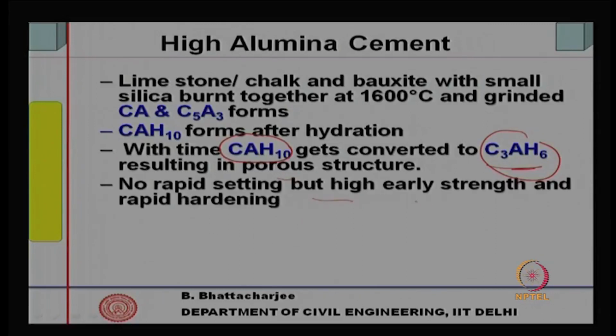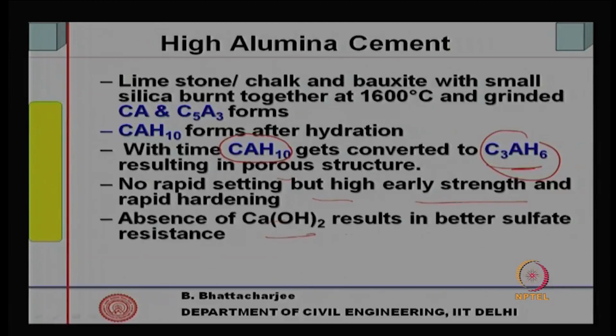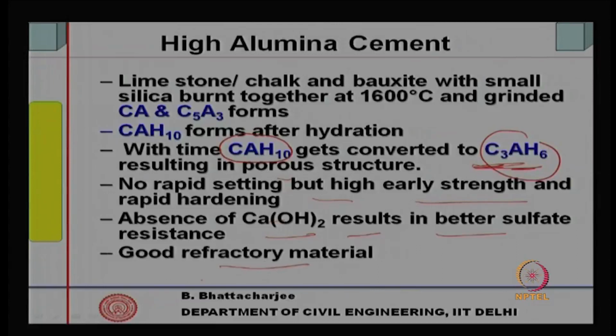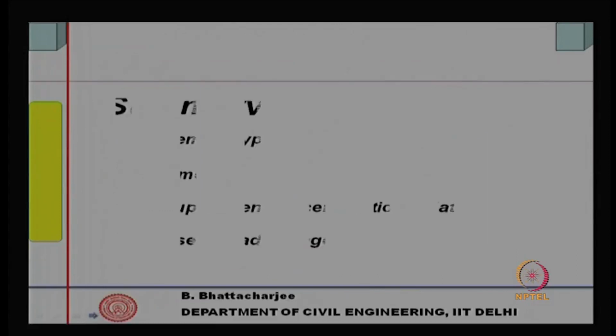No rapid setting, but early strength and rapid hardening has been observed. Absence of calcium hydroxide results in better sulphate resistance, but this cement, because of this conversion phenomenon, is not really popular. High alumina cements are good refractory material.